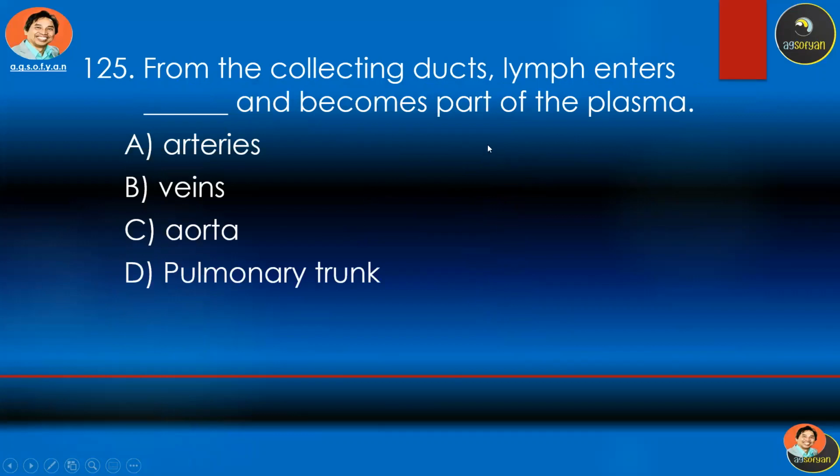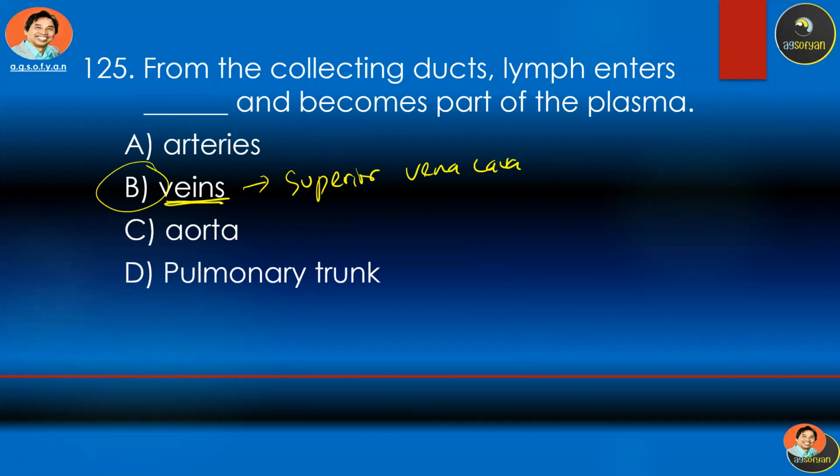From the collecting duct, the lymph enters the lung and becomes part of the plasma. Okay, where does it go? Of course, the lymph is connected to the vein, especially the brachial veins that finally become the superior vena cava. It's going to be combined with veins.